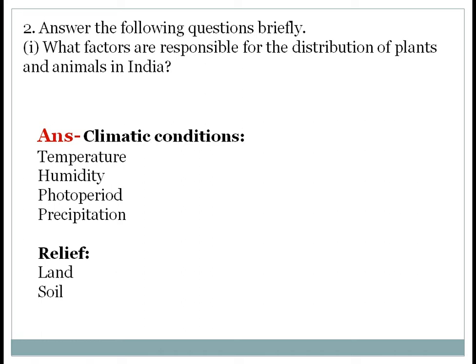In which of the following states is the Simlipal biosphere reserve located? So here are the options for you: Punjab, Delhi, Odisha and West Bengal. So Odisha is the correct one. Why?